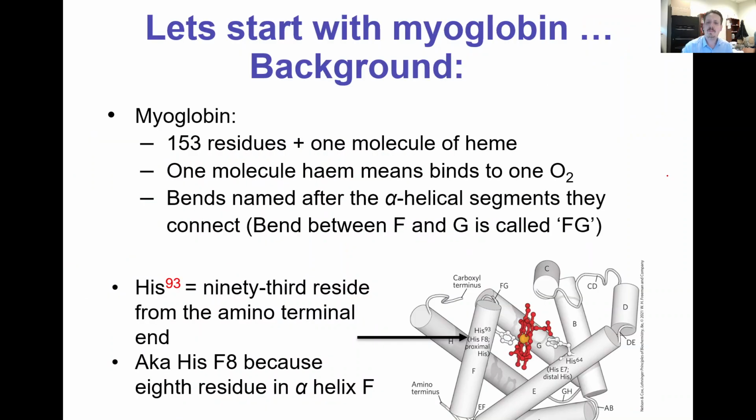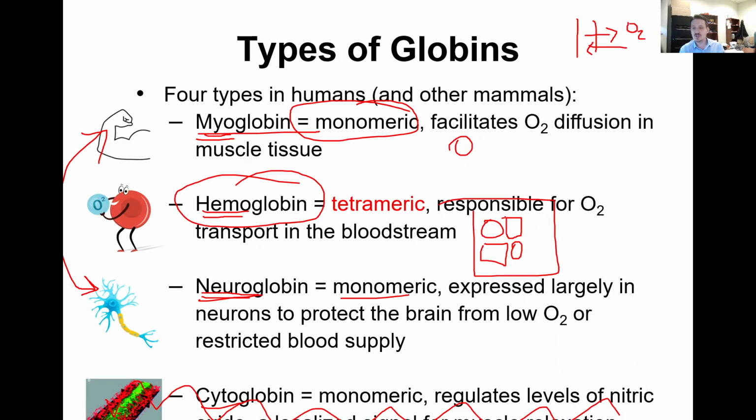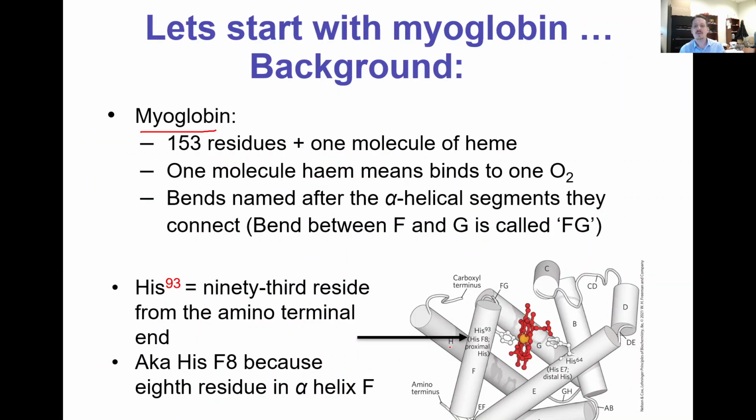Now, a little bit more background. We're going to talk about myoglobin first of all. Myoglobin is very similar to one of these globin subunits of hemoglobin. It's different, but it has a lot of similarity, particularly in shape that we'll come on to in a minute. But we can use myoglobin as a little bit of a case study. It's got 153 residues, 153 amino acids, and within that sits 1 molecule of heme. 1 molecule of heme binds to 1 oxygen.